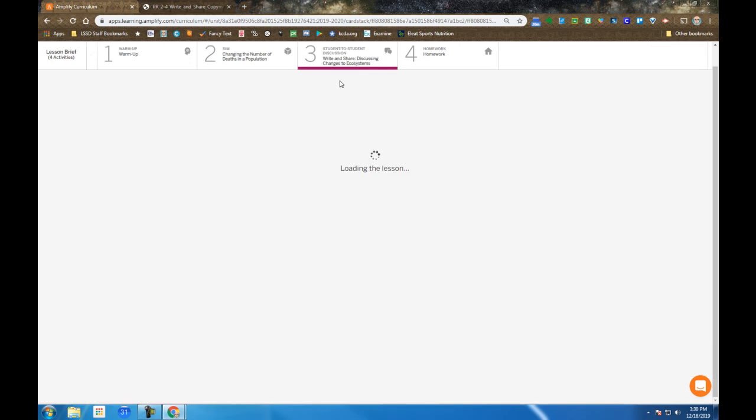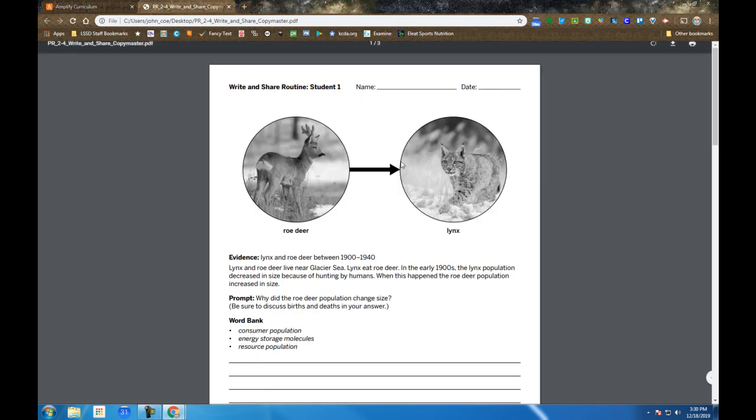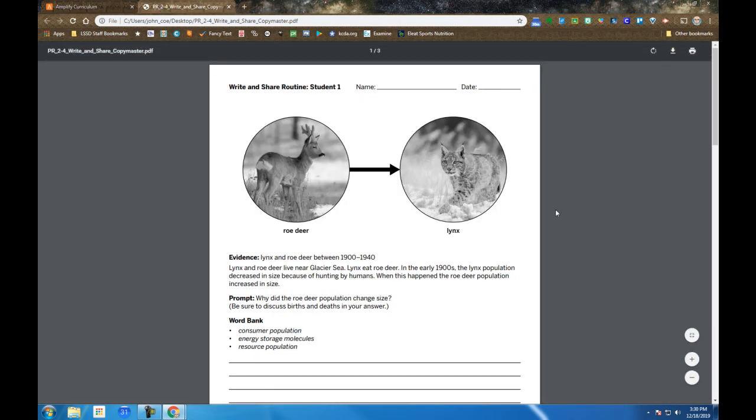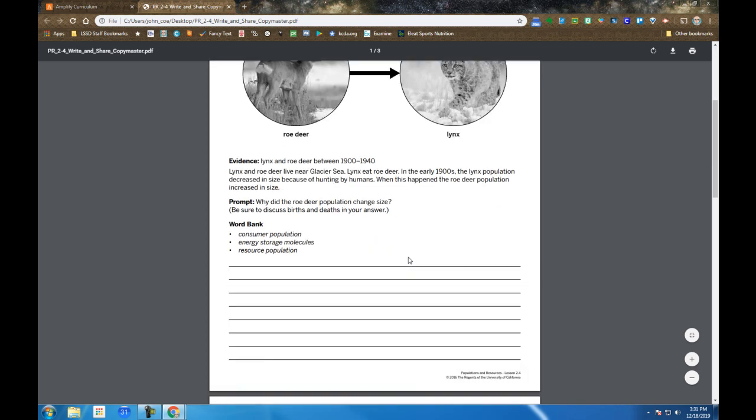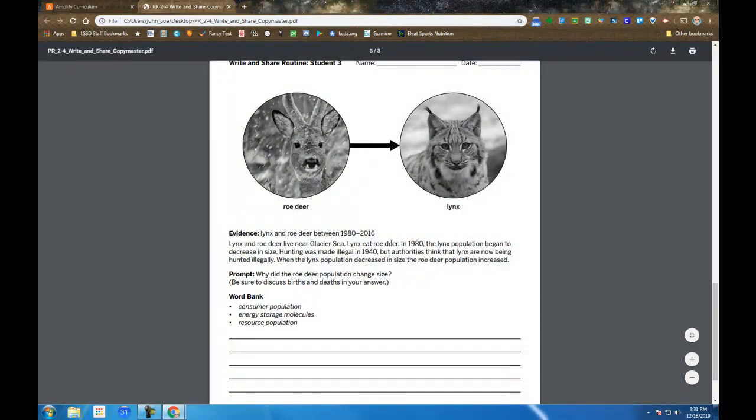Then you're going to move on to step 3, in which you have a handout and you're going to provide written responses. So I'm going to take a look at that handout and pull it up. Here we have 3 different scenarios. Same 2 populations, roe deer and lynx, but different time frames. So here's 1900 to 1940, here's 1940 to 1980, and here's 1980 to 2016.